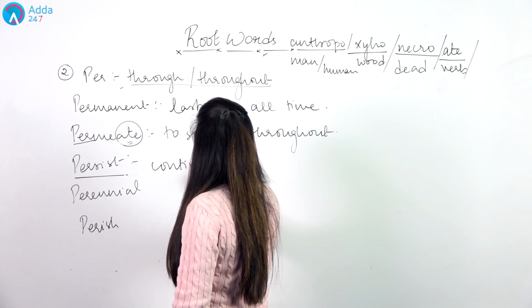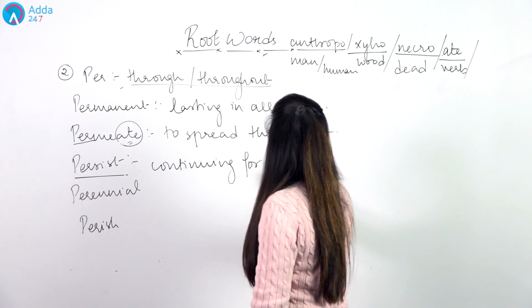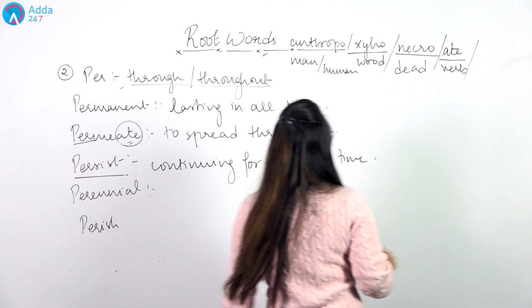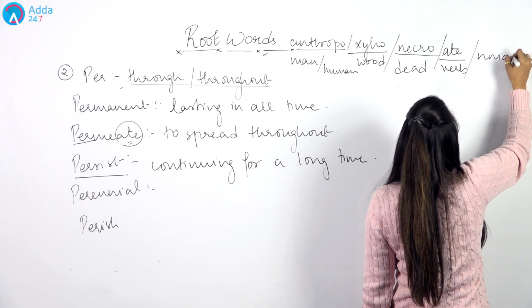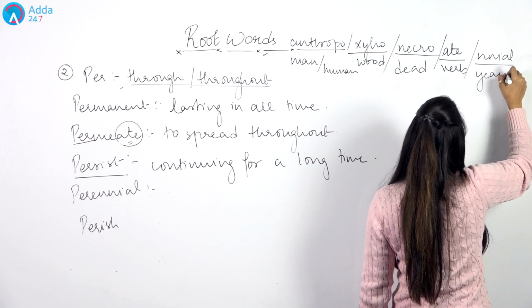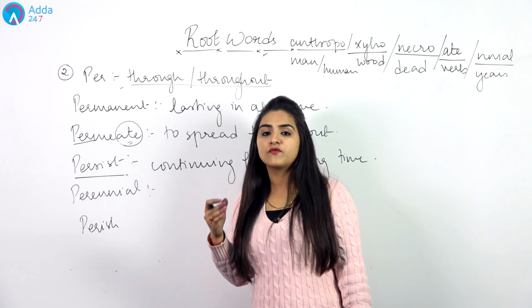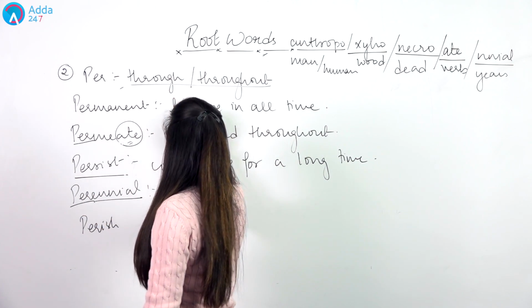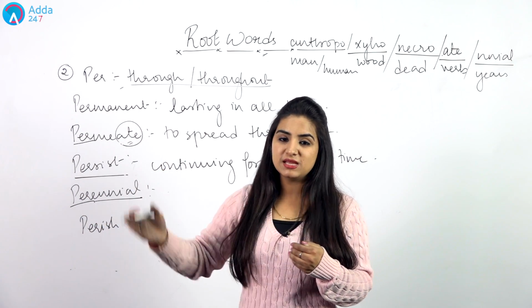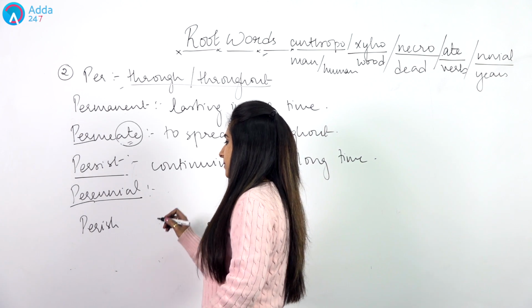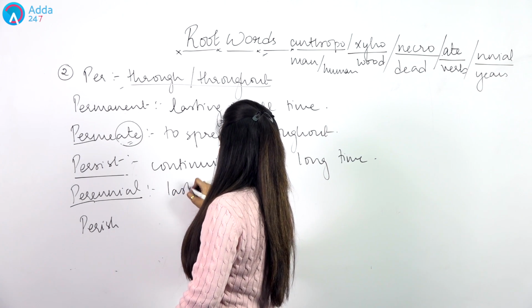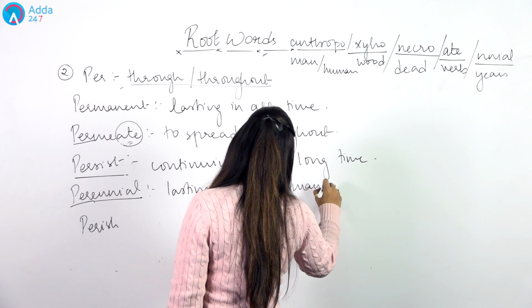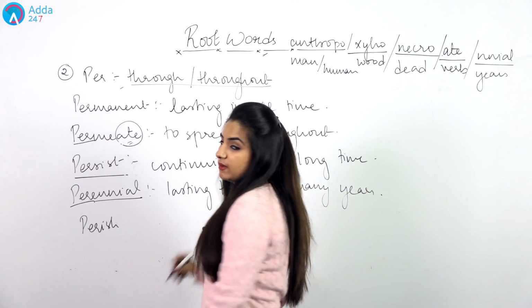So, continuing for a long time. Next is perennial. Now see, when I say nnial, this defines years, a lot of years, many years. This is what we mean by perennial. Now, per defines through or throughout. So, throughout those many years is what we mean by perennial. So, it says lasting through many years is what we mean by perennial.